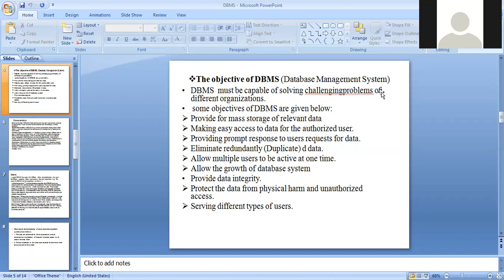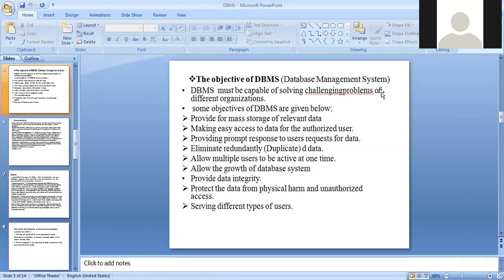First of all is what? Provide a mass storage of relevant data. In there, they can provide storage for specific data. Second is making easy access to data for the authorized user. In that database, data can be accessed only by an authorized user.